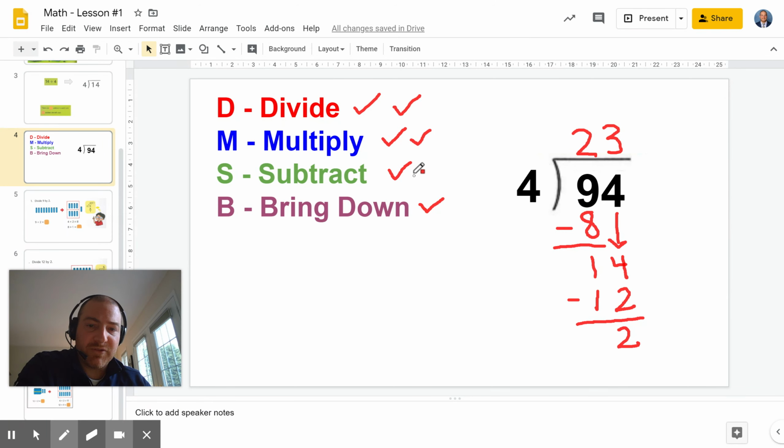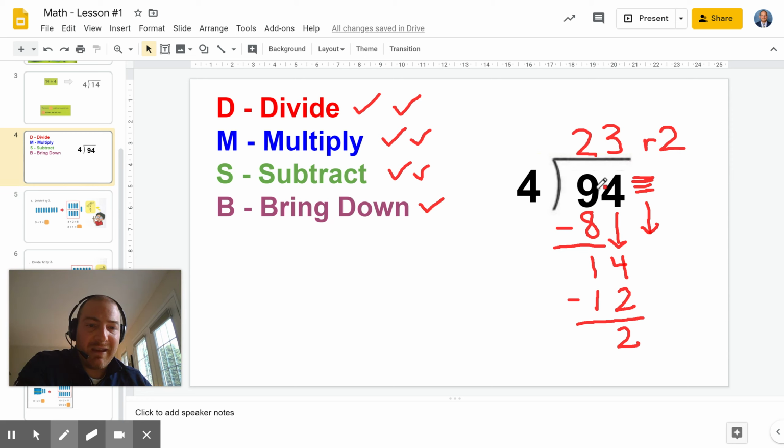So I've subtracted. There's nothing left to bring down here, it's blank. So I can't do this bring down step anymore. When I can't do my bring down step anymore, I know I'm finished. I can't go any further. So now I know this remainder of 2 is my final remainder. So I'm going to put remainder 2. So what we have here is our answer of 23 remainder 2.